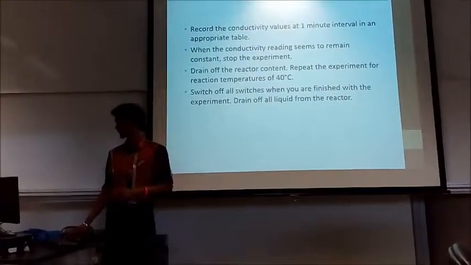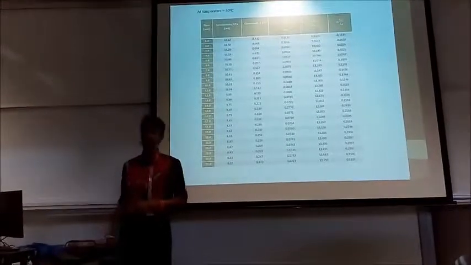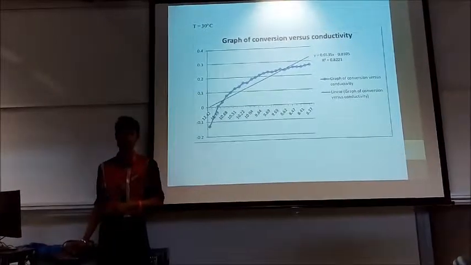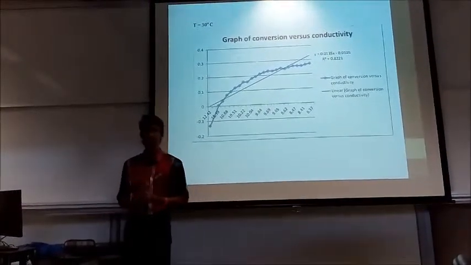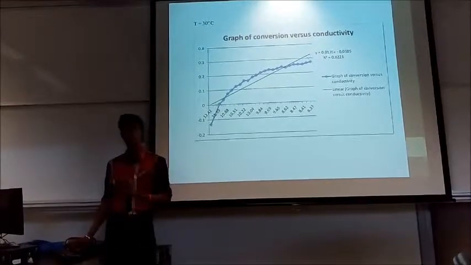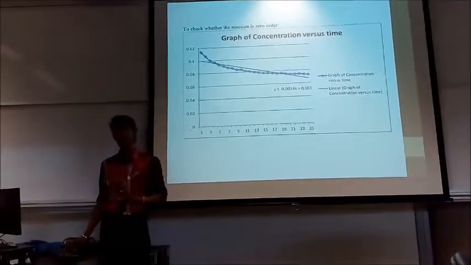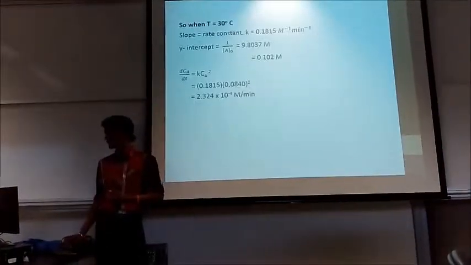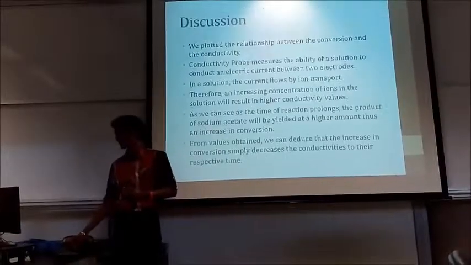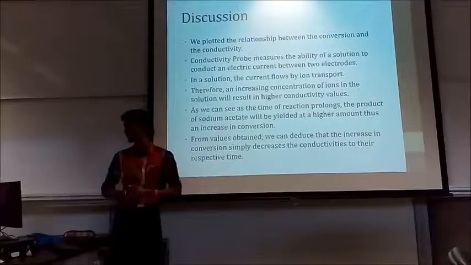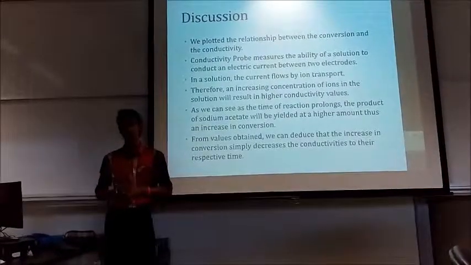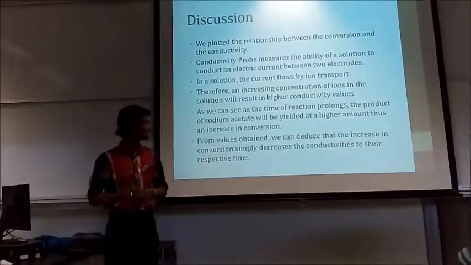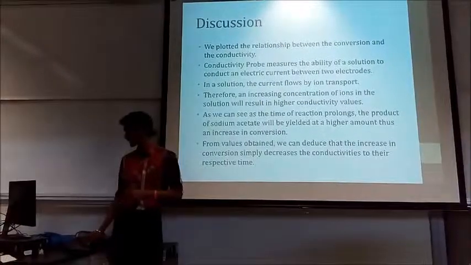the simple operating procedures, and we have moved on to the results and discussion part, where we obtained a few different graphs for two temperatures, that is 30 degrees Celsius and 40 degrees Celsius. As well, we have also obtained graphs for finding the rate of reaction and order of reaction. Moving on to the discussion, we have also studied the relationship between the conversion and conductivity, where we deduced that the increase in conversion can decrease the conductivities with respect to time.